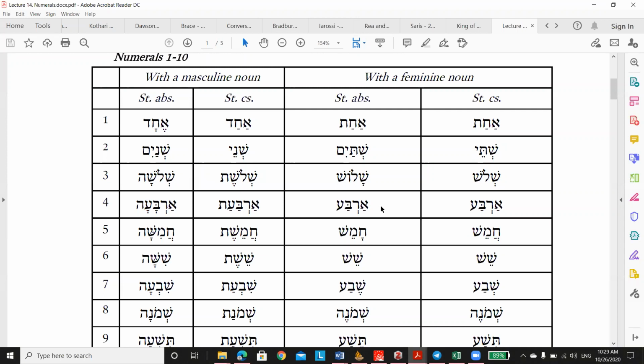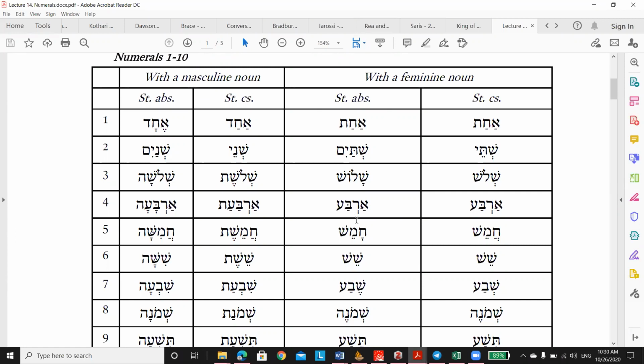Excuse me, Prof. Yes, please. Maybe also to assist Eric, on top of the table there, it's written with a masculine noun and with a feminine noun. So when you read up there, it means that the thing under the table is used with a feminine noun, and this one is used with a masculine noun. So this is not the gender of the numbers, but how they are used with the feminine and with the masculine. Yes, correct. Thank you.